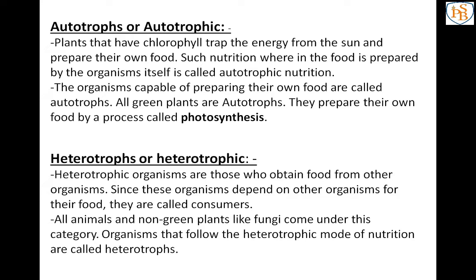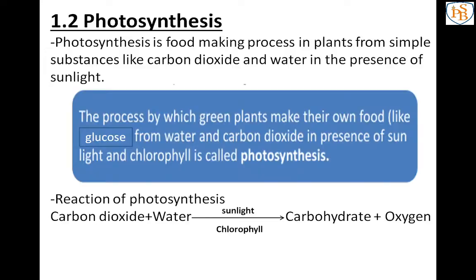Autotrophic means the plants which have chlorophyll and can perform photosynthesis, so those are autotrophic. And the next one is heterotrophic, which don't have chlorophyll, so can't perform photosynthesis. This is the general difference between the autotrophic and heterotrophic we have learned in this lesson.